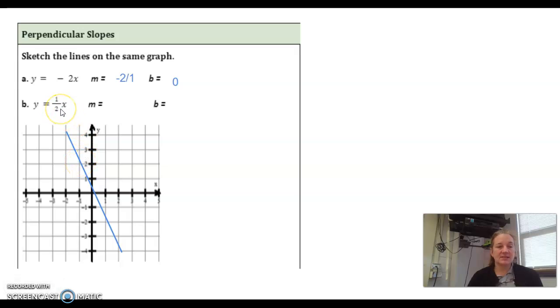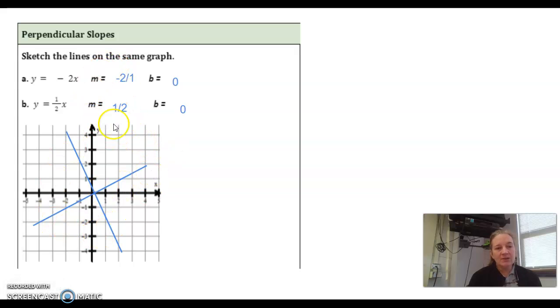Now I'm going to look at this next line. So I have y equals 1/2 x. So 1/2 is in my M spot, so that's my slope, 1/2. And my B is still 0 because there's nothing in that spot. And now I'm going to look at this graph. Does that look like they intersect at 90 degrees? It does, because they do intersect at 90 degrees.